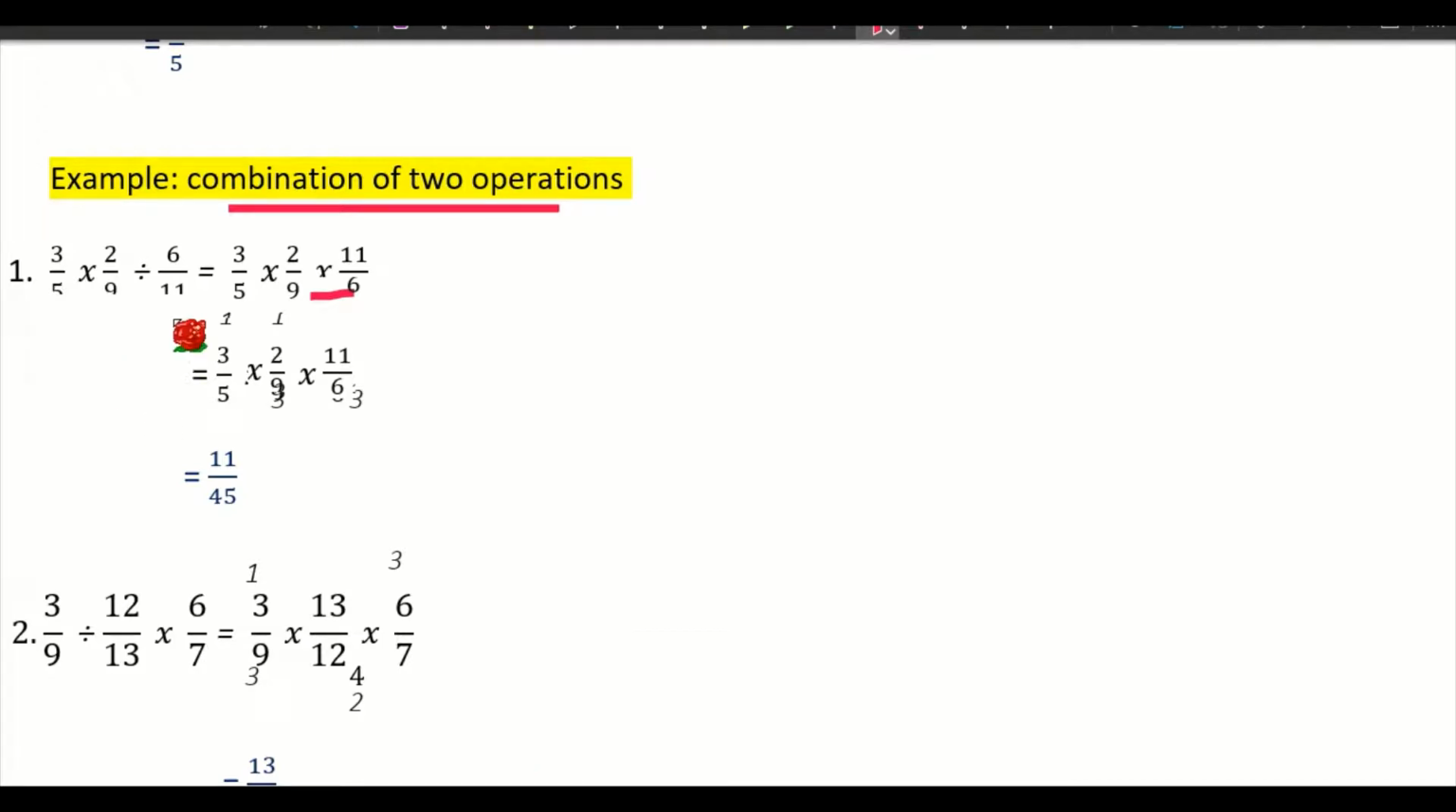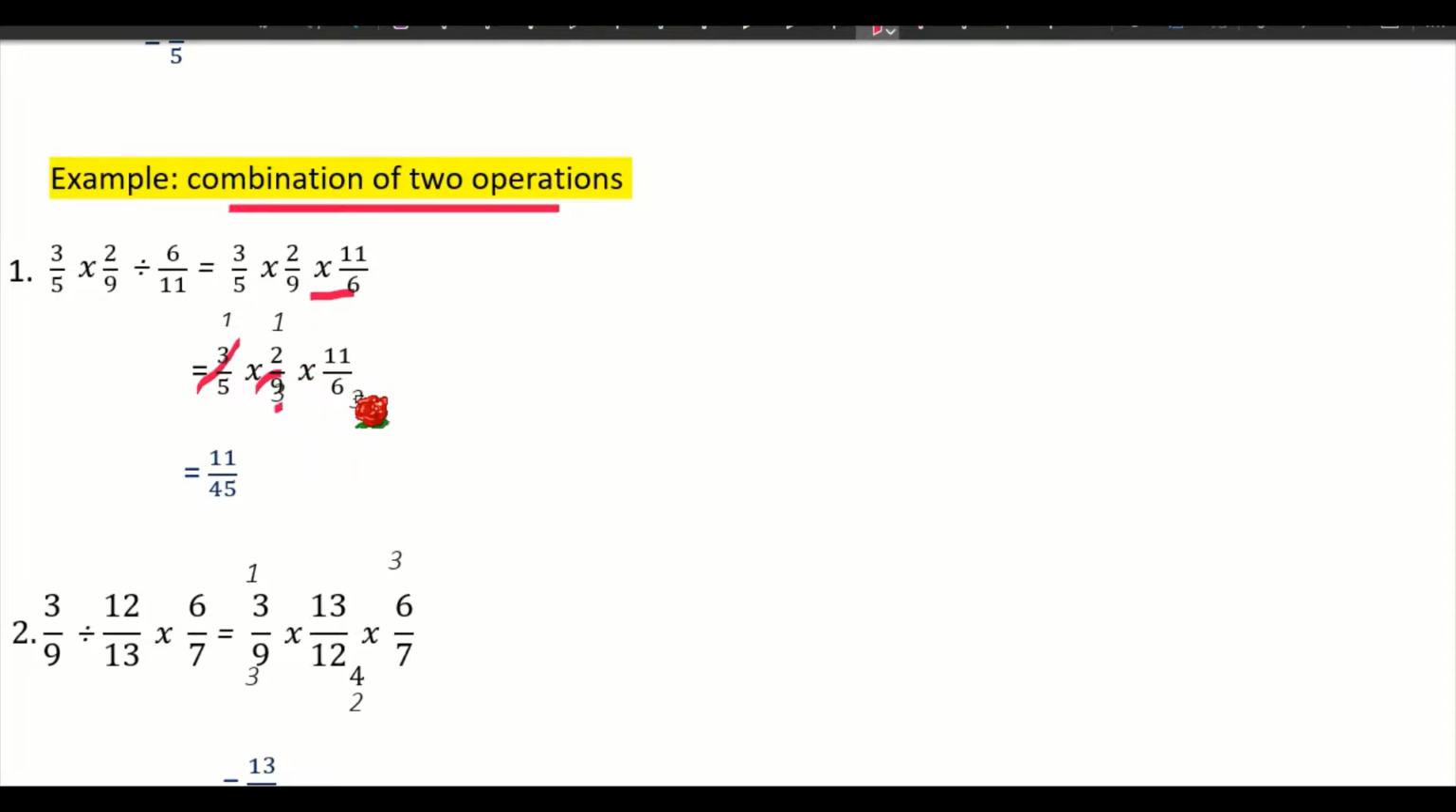Okay? So, paano ko nakuha itong si 1 and si 1? So, we just divide 3 by 3, that is 1. So, 3 divided by 3, that is 1. And 9 divided by 3, that is 3. Okay? And we also have 2 here and 6 here.